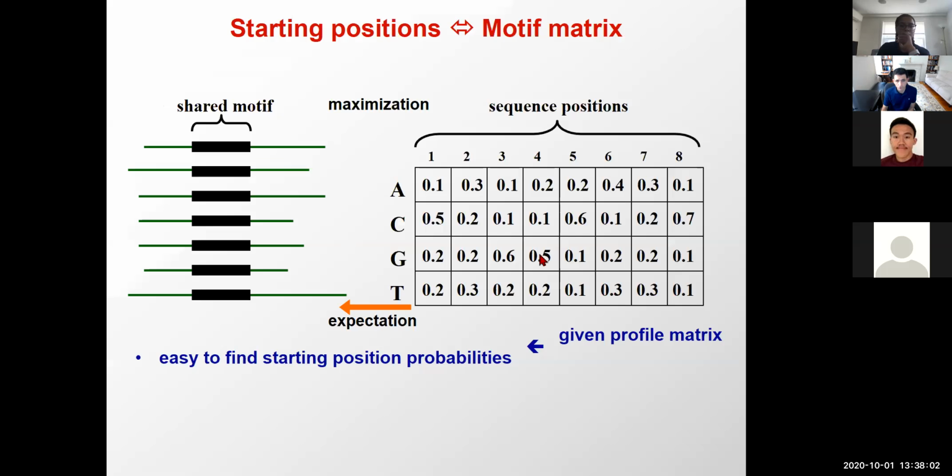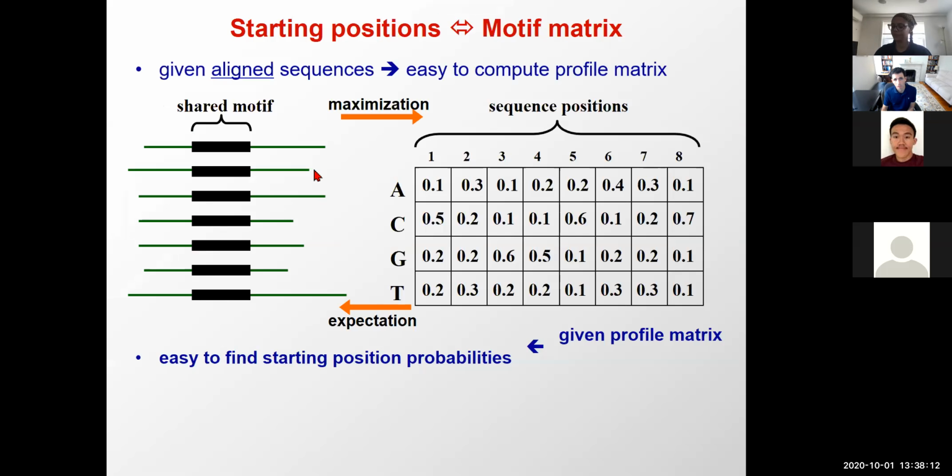But if I have neither of the two, maybe I can just iterate between them. So I can basically say, well, if I know the shared motif, I can infer the profile matrix. And if I have the shared motif, I can infer the starting positions. And if I have the starting positions, I can infer the motif.